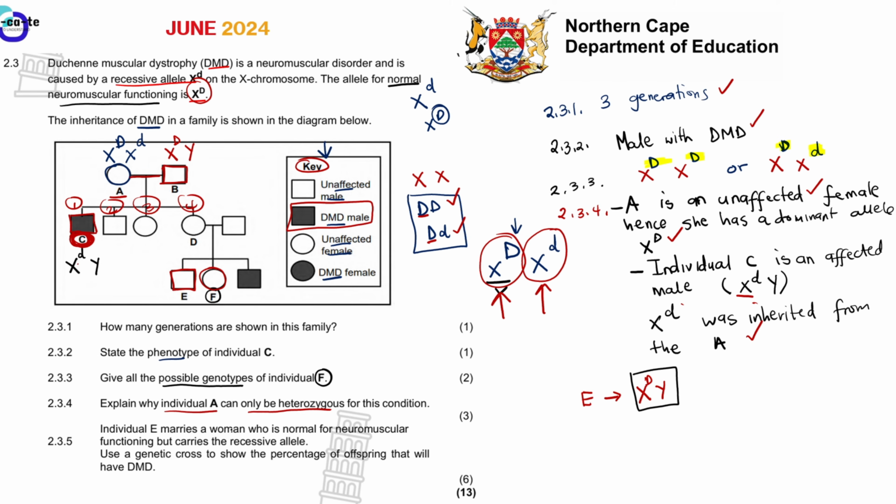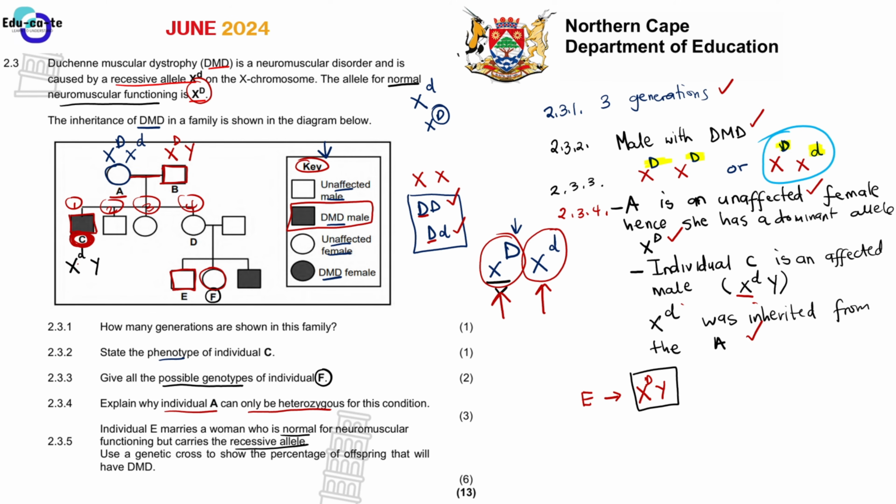Now they say individual E marries a woman who is normal for neuromuscular functioning, but carries the recessive allele. So this is a carrier female. It's a female that has got this state, the one that we have done here on 2.3.3. The female is normal indeed. The female does not have the condition in the phenotype. The condition doesn't show in the phenotype of the female, but the female carries the recessive allele, though it is masked by the dominant allele.